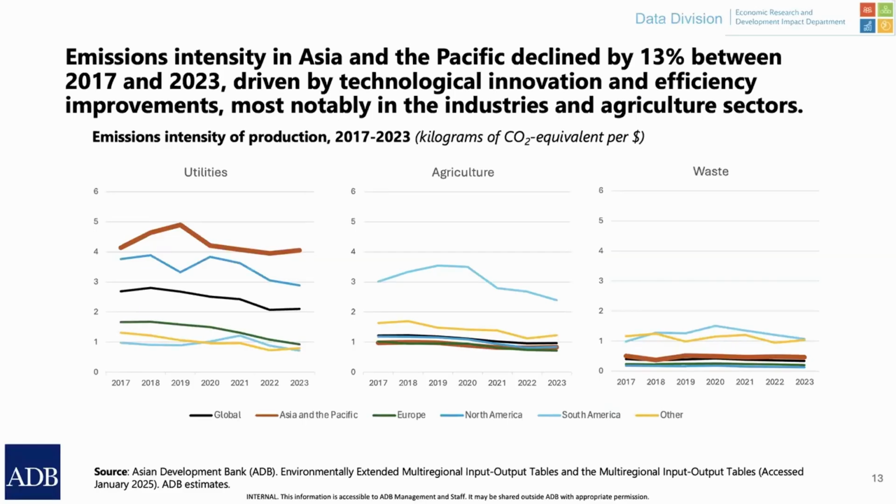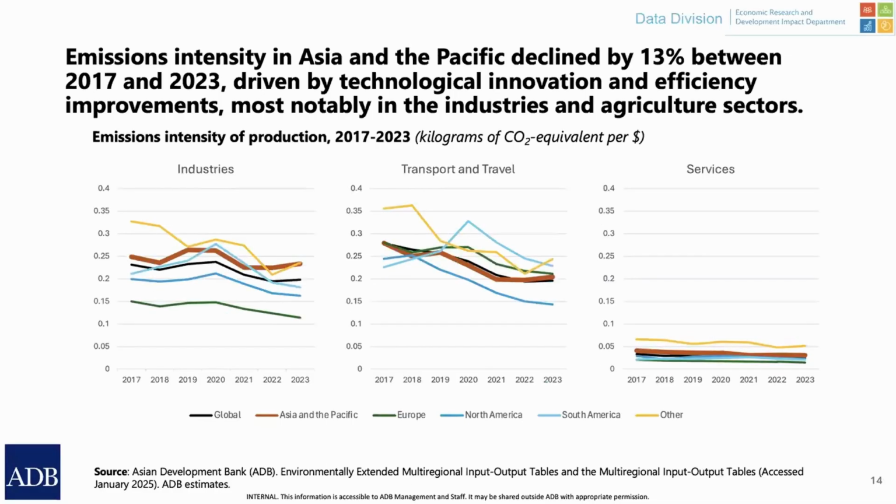region's emission intensity, which is measured as the emissions per dollar of output, declined by 13% in the same time period. And furthermore, because of the EMRIOT's aggregation levels, we can derive emissions intensities for 35 sector categorizations, which helps drive sector-specific policies. So in the next 2 slides, the sectors are grouped into 6 sectoral groupings: agriculture, utilities, waste, industries, transport and travel, and services.